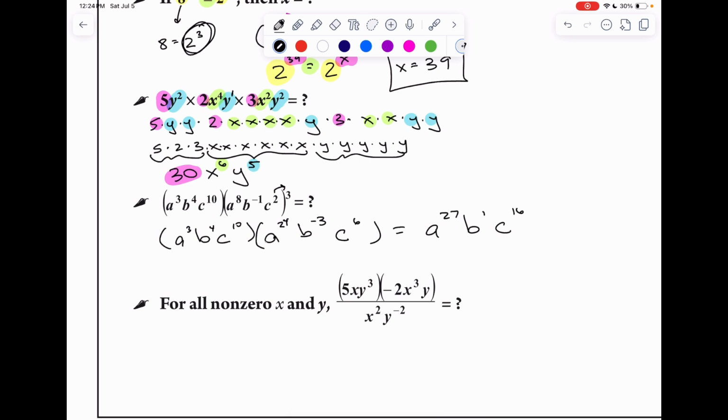Again, when in doubt, write it out. I don't highly recommend doing that instead of memorizing your rules, because who wants to write out 24 a's? But you know, when in a pinch.